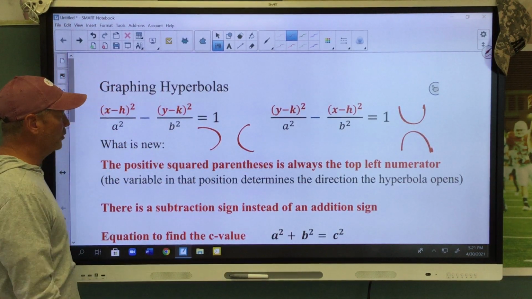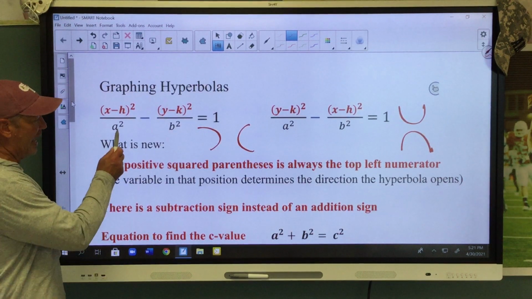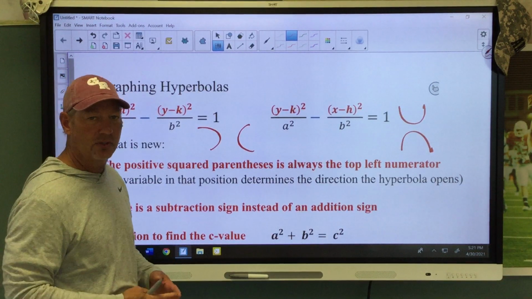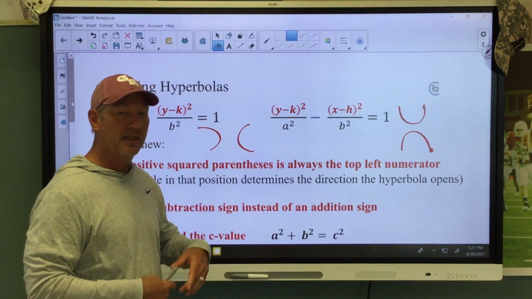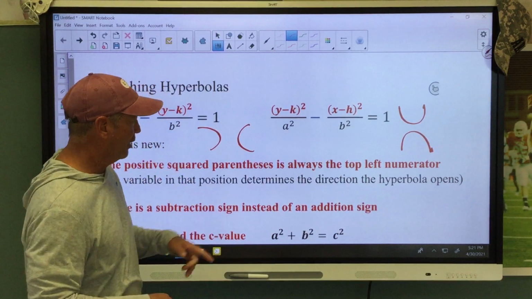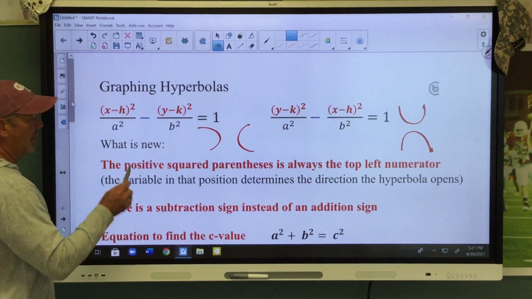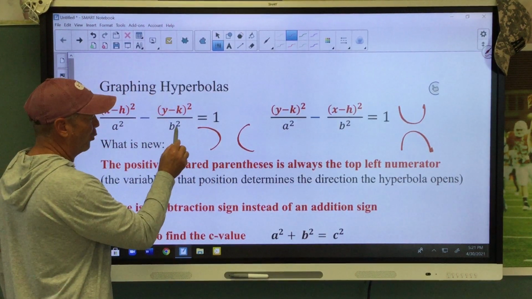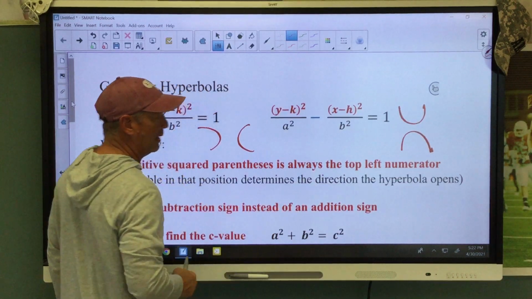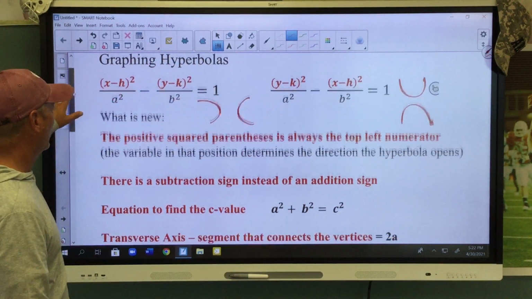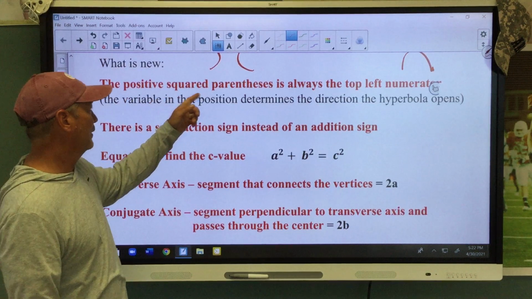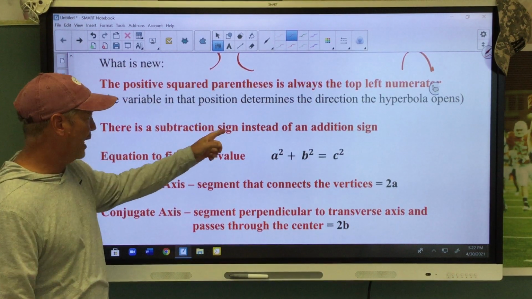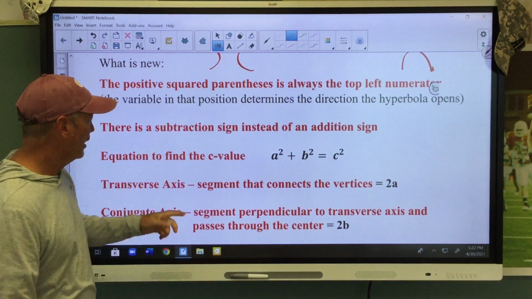One thing we also need to note, the denominators. A squared is always bottom left. When we had an ellipse, whatever number was bigger became a squared. Here, you have to focus, you have to remember, the bottom left denominator is always a squared. The bottom right denominator is always b squared. Okay? So, what is new? The positive squared parentheses is always the top left. Got it. There's a subtraction sign. Got it.